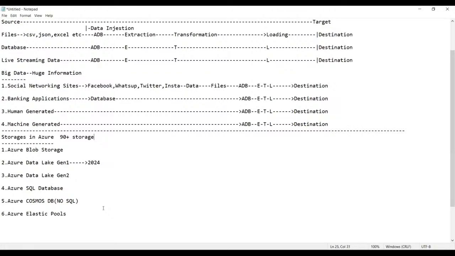Now, guys, I'll show you the storages, how the storages appear. I'm just going to the portal. I'm just sharing the screen here, a new screen, I'm sharing it.